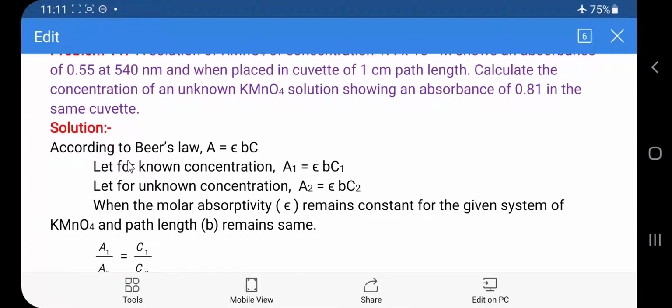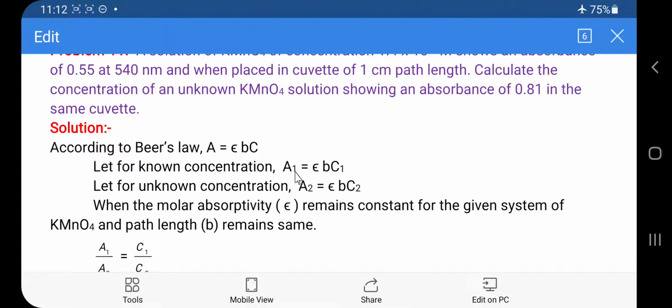So here again, as per Beer's law or the combined law, capital A is equal to epsilon into B into C. We can write two equations for the known concentration and for the unknown concentration. For the known concentration, A1 is equal to epsilon B C1. For the unknown concentration, A2 is equal to epsilon B C2. The molar absorptivity, epsilon, remains constant for the given system of KMnO4, and the path length B remains the same. So in these two cases, epsilon is constant, as well as the path length.